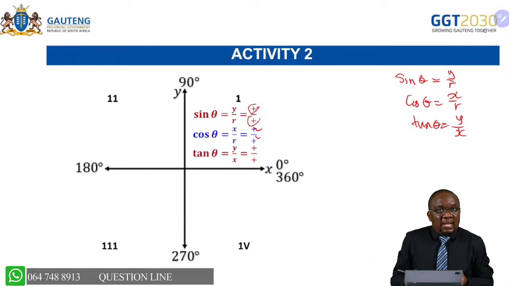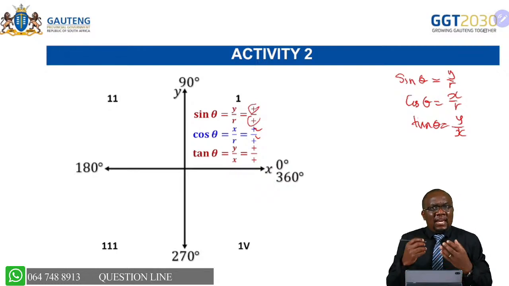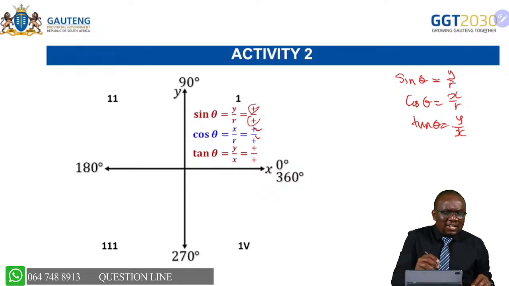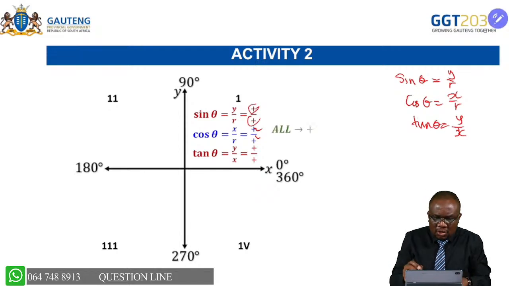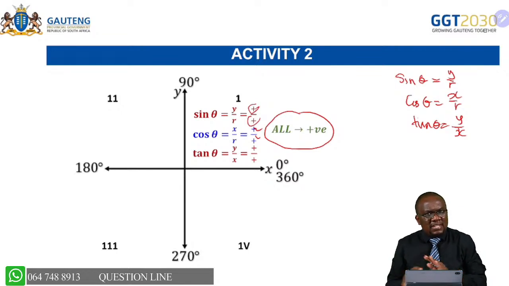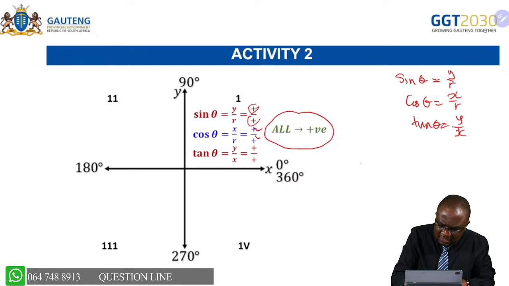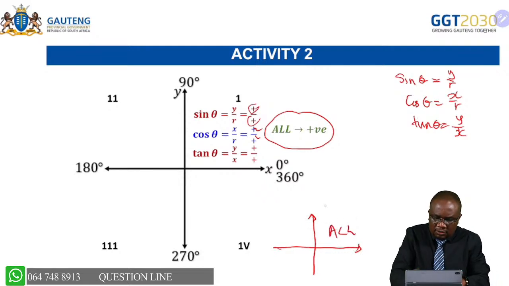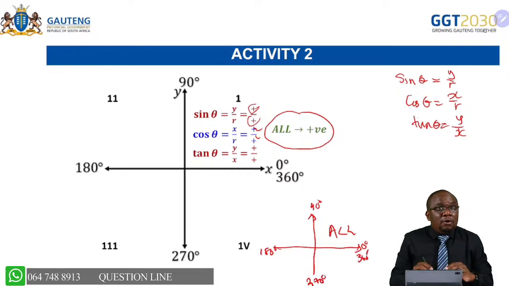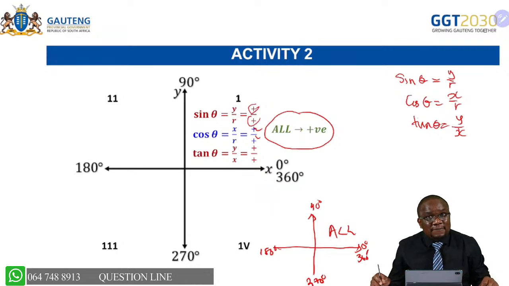Tan theta is y over x. In quadrant 1, y is positive, x is positive. So tan theta is positive in quadrant 1. So now, I don't want you to write all these things. In quadrant 1, just write this. All are positive. All the trigonometric ratios are positive in quadrant 1. Just that. So just have your Cartesian plane like this. You can draw another one. You just say all. It's fine. You can write your 0 degrees, 90 degrees, 180 degrees, 270 degrees, and then 360 degrees. So all the trigonometric ratios are positive in quadrant 1.